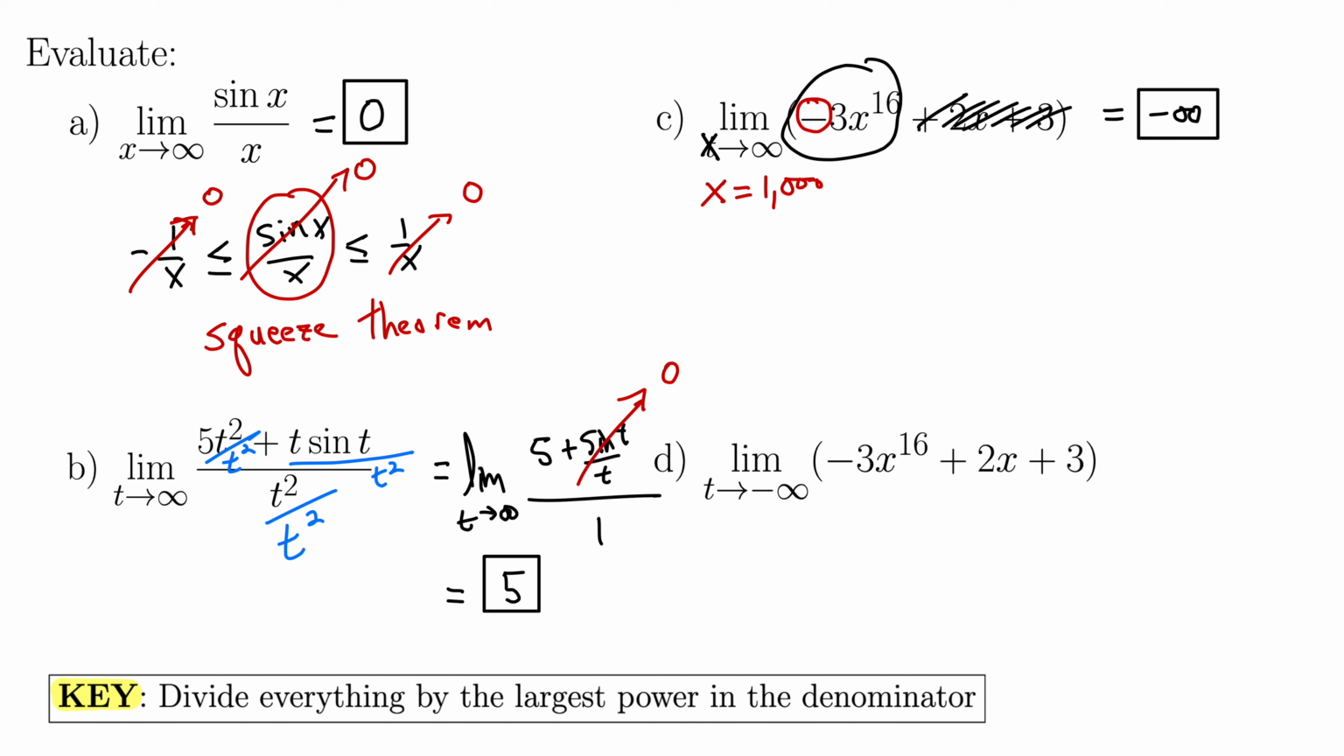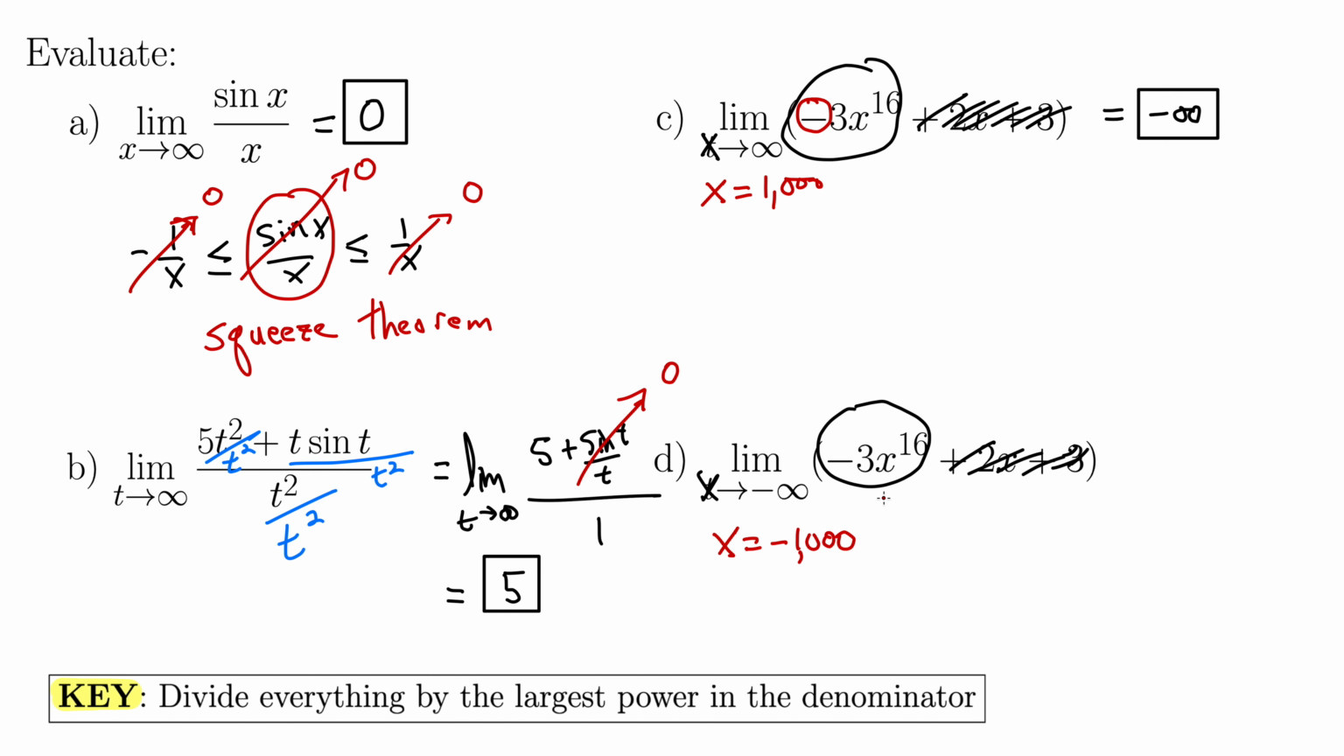Let's look at D. It's the same idea for D. We have the limit as x, not t, x goes to negative infinity of the quantity negative 3x to the 16th plus 2x plus 3. So again, we don't need to look at anything except for the leading term. We're only looking at negative 3x to the 16th. We're going off to negative infinity, so just let x be some huge negative number. I don't know, maybe negative 1,000, negative 100, negative 1,000,000.